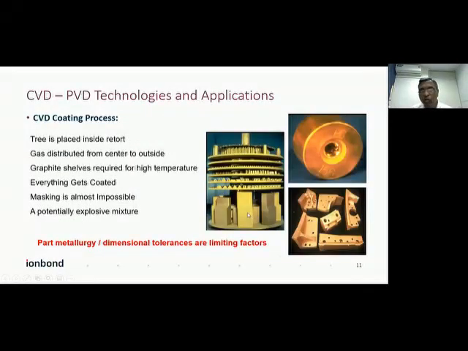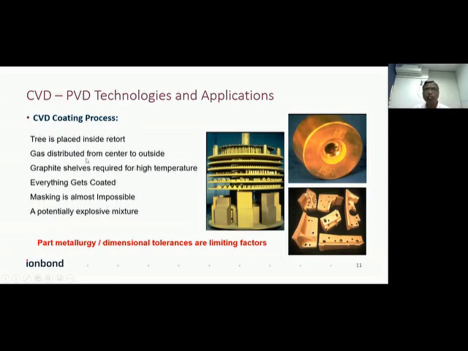So this is the way the tools are loaded in the CVD furnace. Here you can see carbide inserts, some of the tooling used in the press industries, wire drawing dies, and some punches. All these different kinds of tools are loaded inside the retort, where the temperature is in the range of 1050 degrees centigrade. Normally in the industry, this is called a tree. This tree is placed inside the retort.